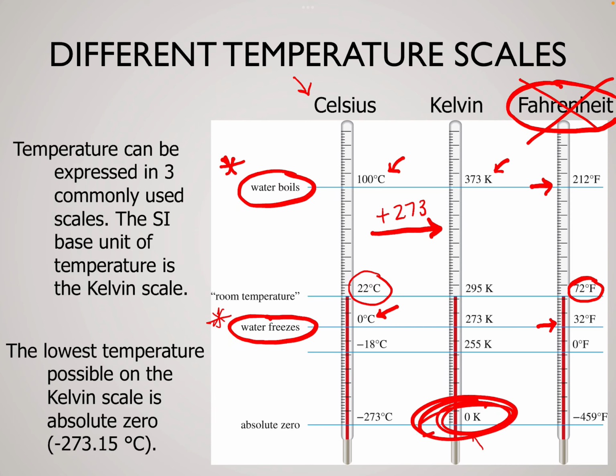So right now, 0 Kelvin is theoretical, and it would be the temperature at which all motion of all molecules stops. So this temperature has a name. It's called absolute zero. So if you ever hear me talking about absolute zero, I'm talking about 0 Kelvin. Or in Celsius, it would be negative 273 degrees Celsius.